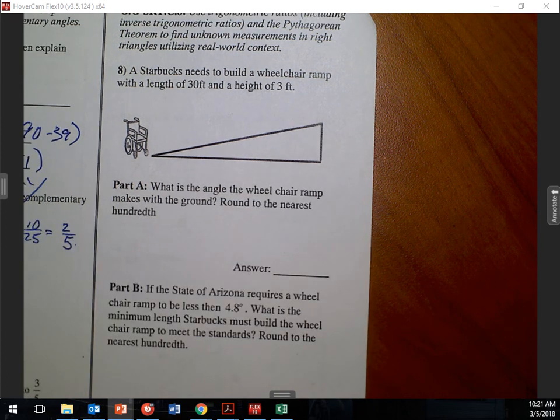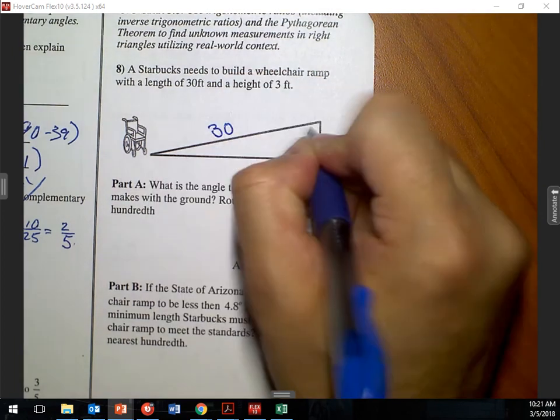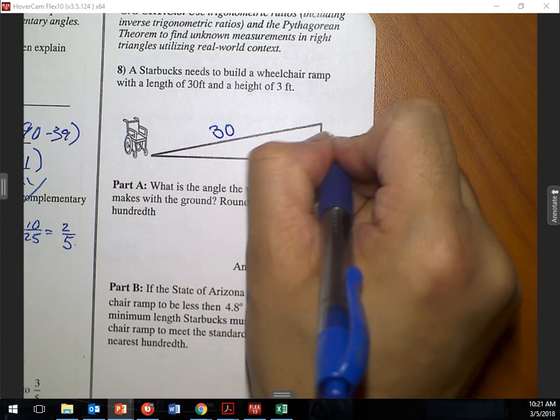Starbucks needs to build a wheelchair ramp with a length of 30 feet and a height of 3 feet. 30, 3.